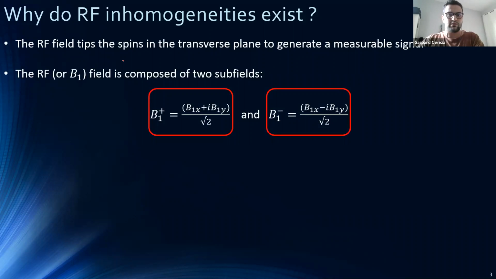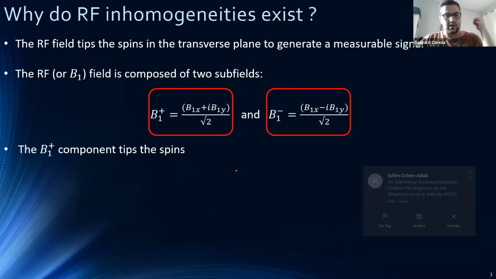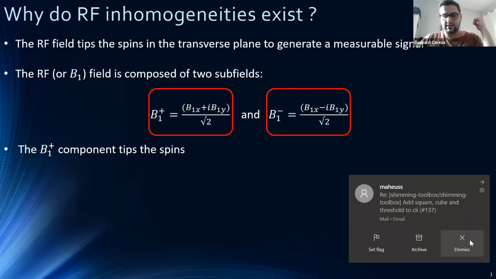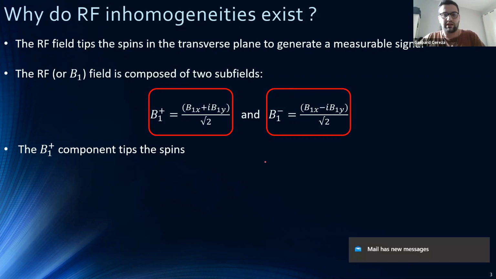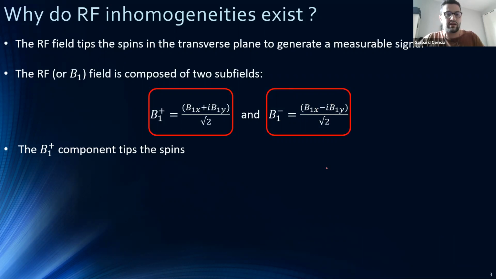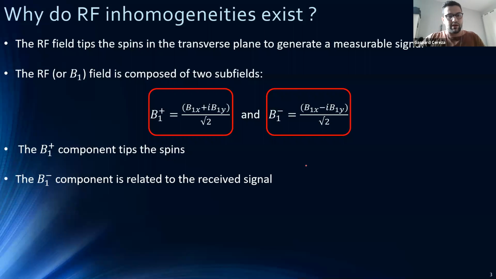It can be divided into two subfields: the B1 plus field, which is circularly polarized in one direction, and the B1 minus field, which is circularly polarized in the opposite direction. When I talk about the B1 or RF field, I will mainly focus on the B1 plus component that tips the spin. This is the one that tips the spin because it is circularly polarized in the same direction as the spins. So maybe I will take some shortcuts and just call it B1. The B1 minus component is more related to the signal that is received during MRI image acquisition.